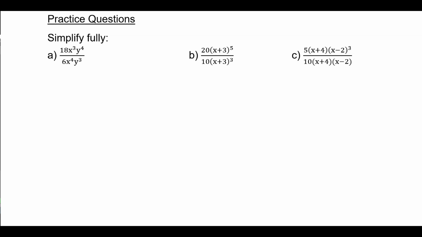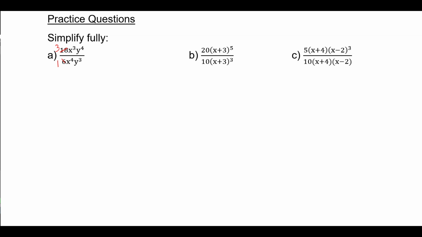Let's go through the answers. In question A, I've got 18 over 6, first of all. I can divide top and bottom, or numerator and denominator, by the common factor of 6. 18 divided by 6 is 3, and then 6 divided by 6 is 1.